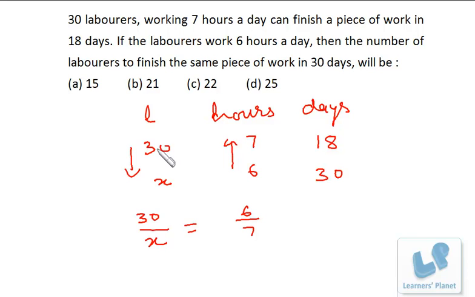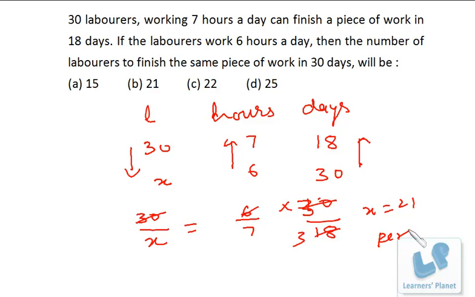Now what is the relationship between laborers and days? Definitely if more laborers are there, fewer days will be required. So further the relationship is inverse. Okay, so it's like this. Okay, just solve it for x. So x is equal to 21 persons. Okay, I hope you are clear.